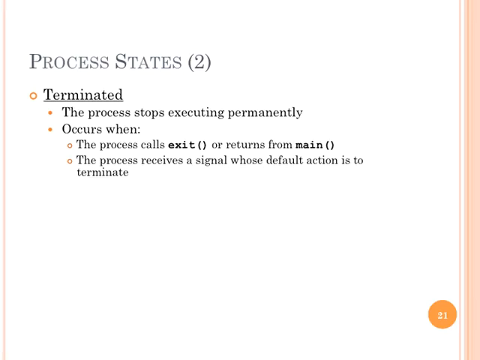Now the final state that we care about, at least from outside the kernel, is terminated. Should be pretty obvious. It can be running, stopped, or terminated, and it can move to terminated from any of those other circumstances. And the process basically stops executing. You don't want the processor anymore because it is done. It is finished. So it can occur because the process called exit or underscore exit. There's a few other situations where it can terminate the process. Or it received a signal whose default action is to terminate the process.